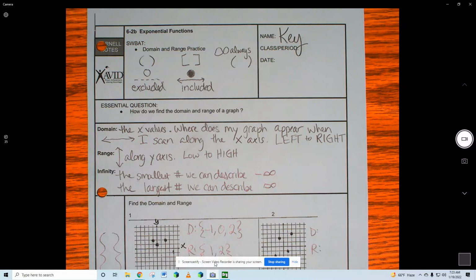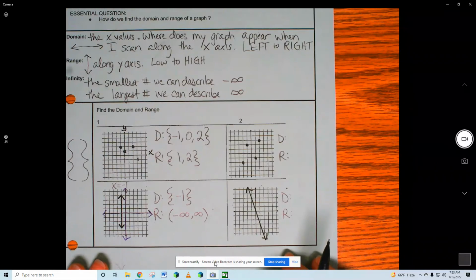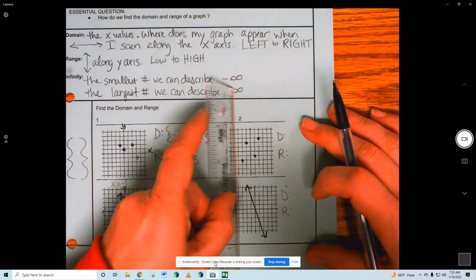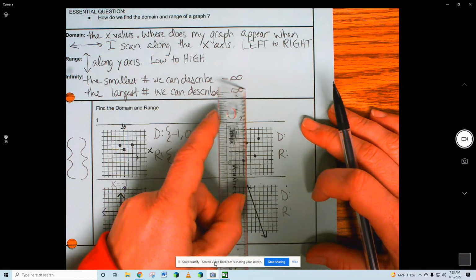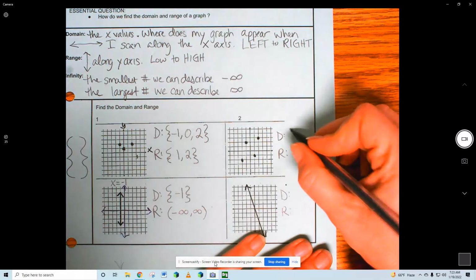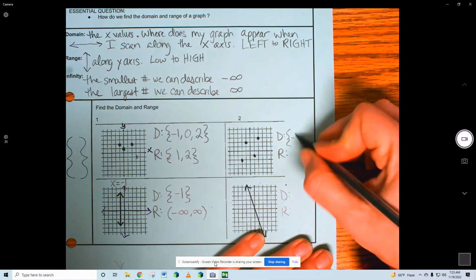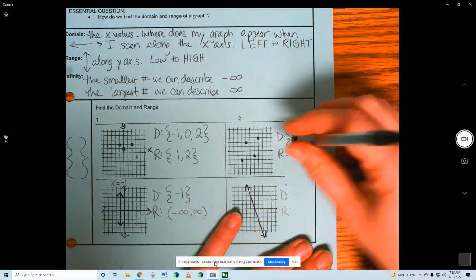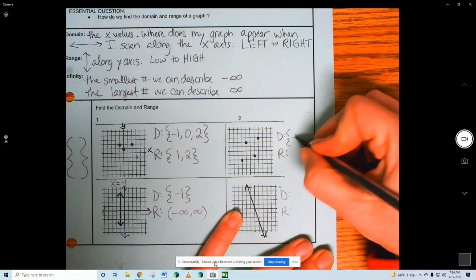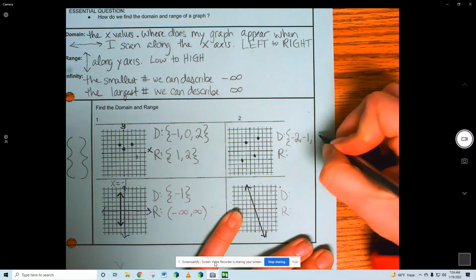All right, let's do number 2, A and B. Domain. Scan. Up, up, up. -2. -1. 1 and 2. Brace. Oh, it starts at -2, doesn't it? -2, comma, -1, comma, 1, comma, 2.